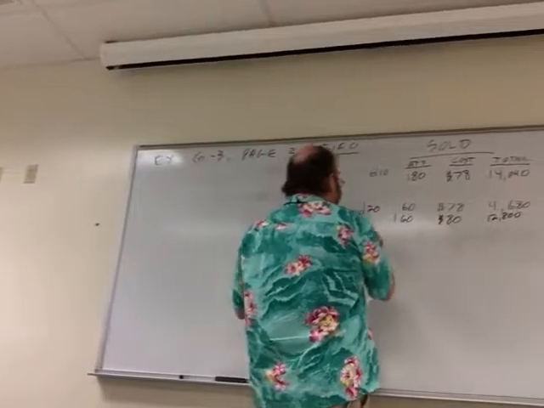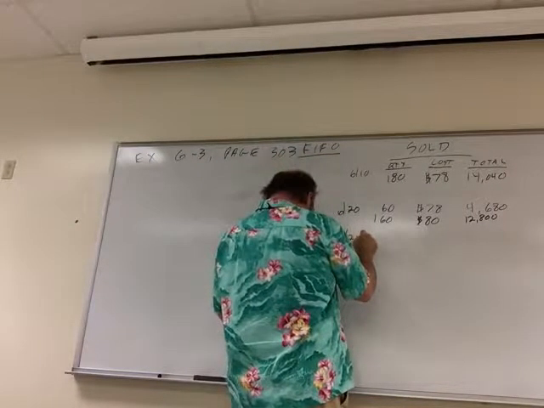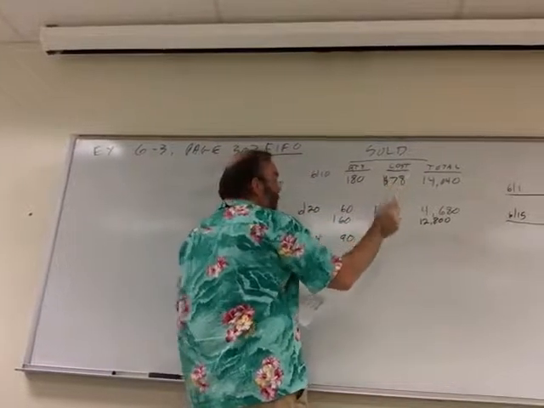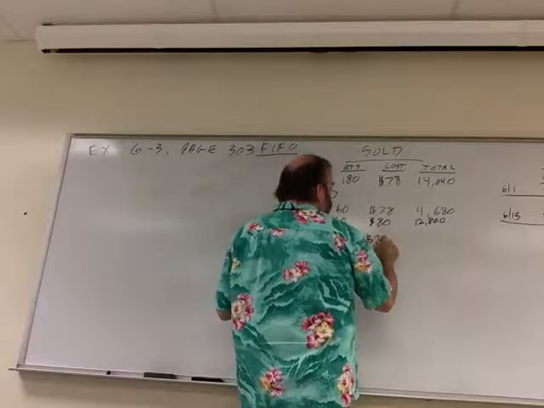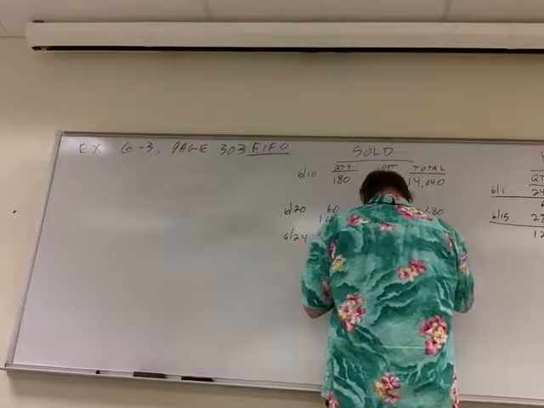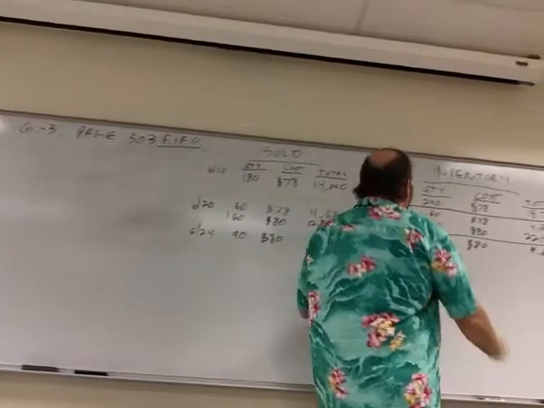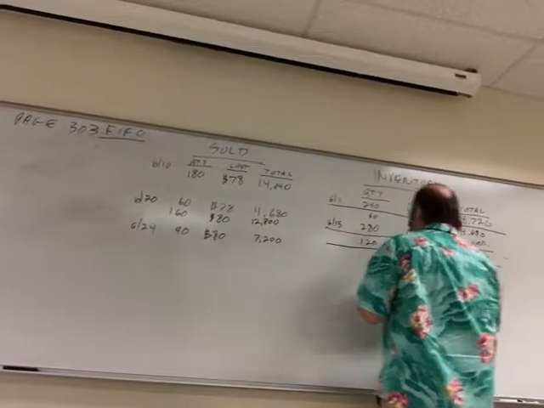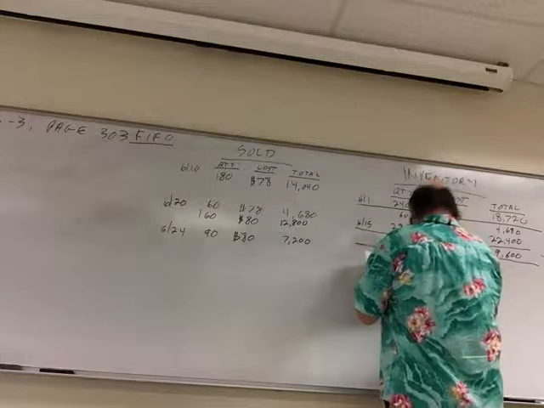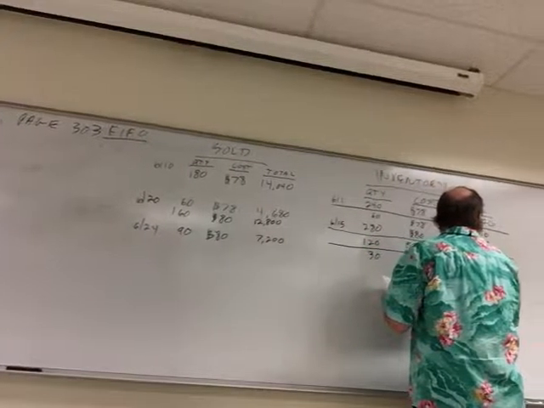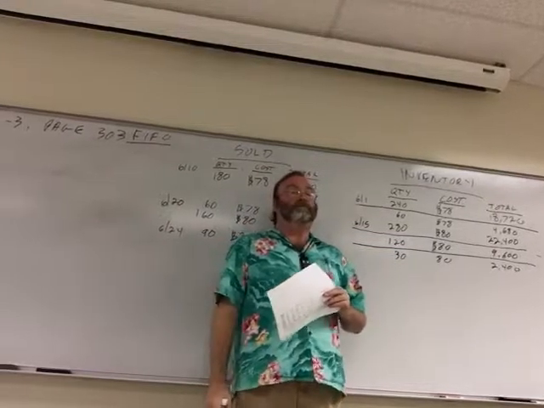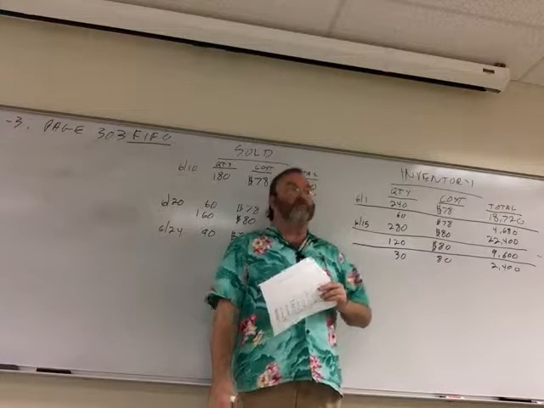On June the 24th, we're going to sell another 90 units. We only have one batch left, so it had to have cost us $80. That's $7,200, leaving us with 30 units at $80, or $2,400 in value of inventory. See how this works?